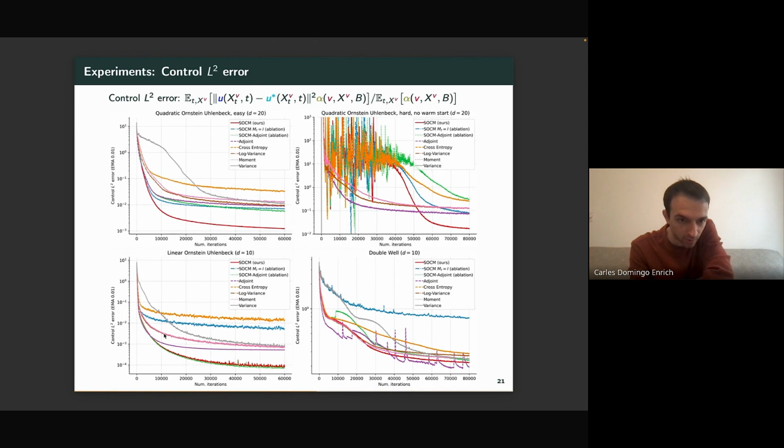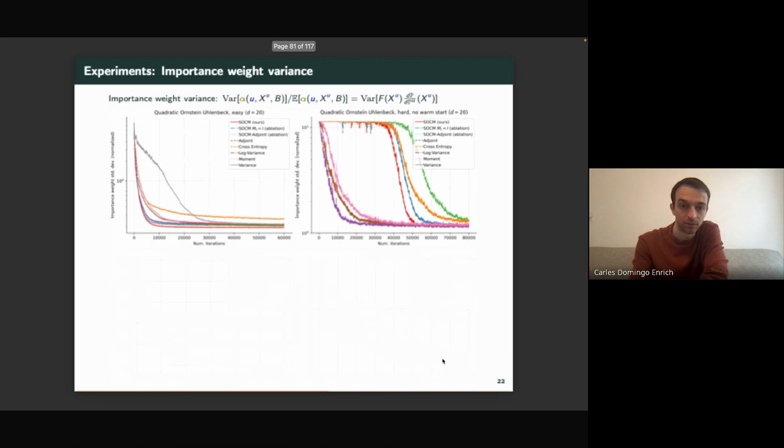And here, this is again linear OU. SOCM also does better than the other ones. And then one of our ablations actually matches SOCM. And in double well, this is where adjoint was showing this instability. It's hard to say that we do better than adjoint, but adjoint is not stable. So yeah, that's basically the result.